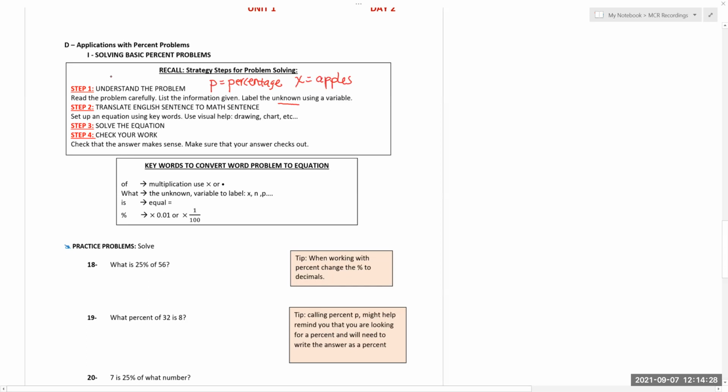Then step 2 is translate that English into math. And per percent problems, there's some common words that we see that really translate well. Then step 3 was solve. And step 4 is always check your work. And I'm going to add in, make sure your answer makes sense. Am I looking for a smaller number, a bigger number? What am I looking for?